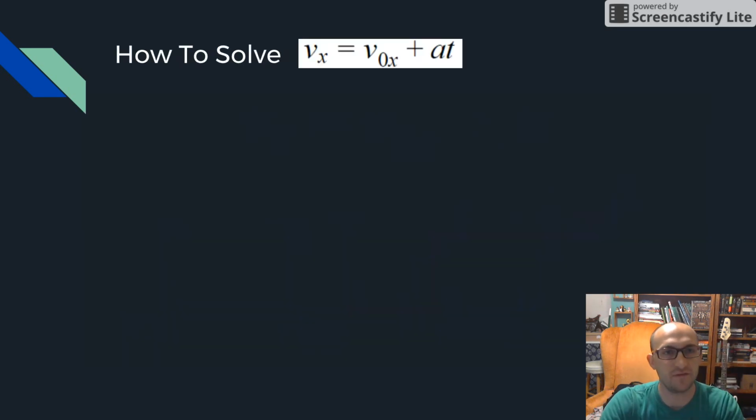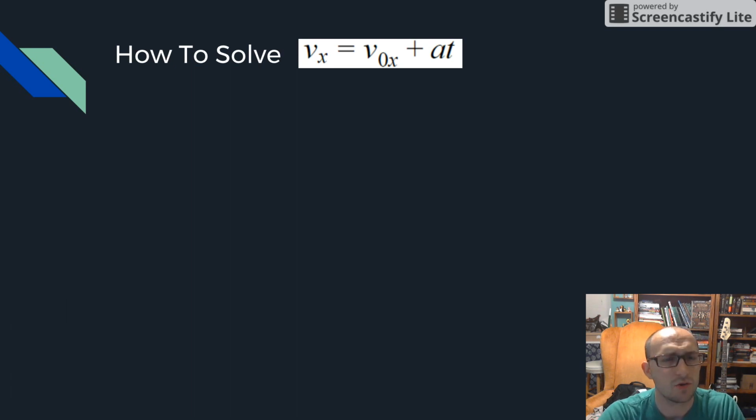How to solve? All right, Vx equals V naught x plus at. So first off, what do these things mean? Vx, that's our final velocity at some point of interest. The x just reminds us that we're talking about velocity in the x direction as opposed to the y direction, which we'll get to probably tomorrow. All right, V naught x, the zero, the naught, means initial, starting, at time equals 0. So that just says the initial velocity, plus the acceleration times the time.